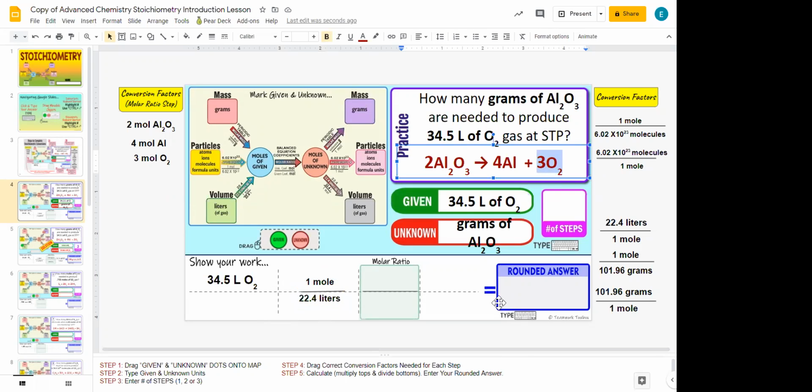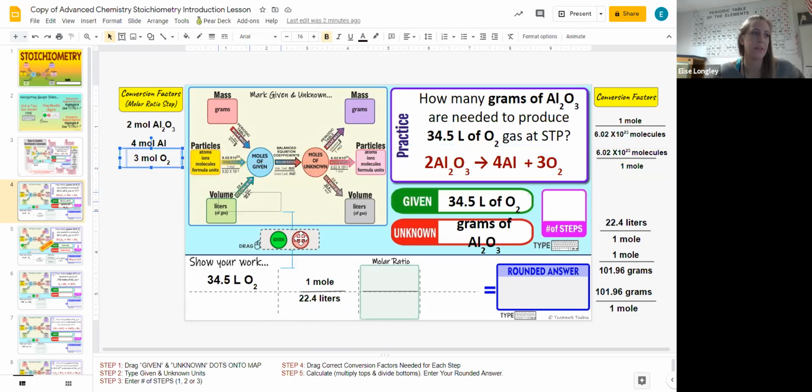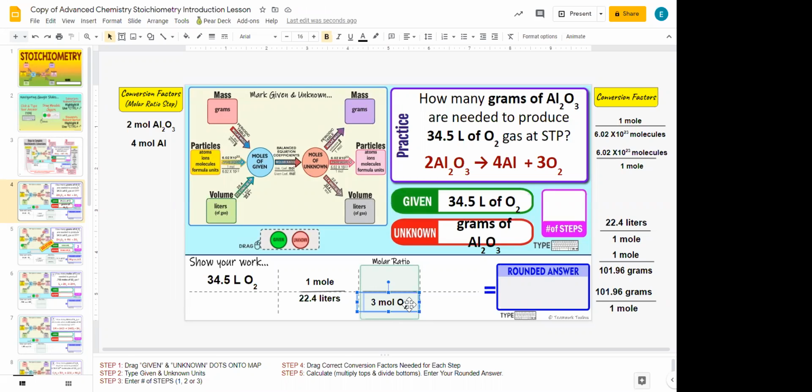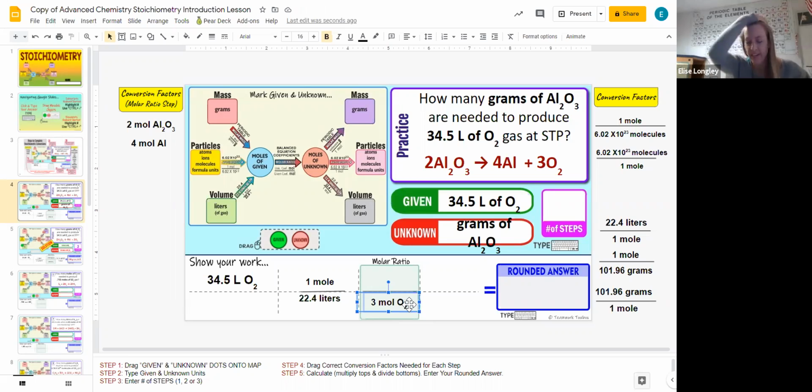Oh, it would be 3. Yep, because it's from the chemical reaction. So this is why we have to have it balanced. Our step 2, the step that defines stoichiometry, comparing one element to another, has to happen at the molar ratio, which you can only get from the chemical reaction. Okay, so that's where the chemical reaction ties into the math.